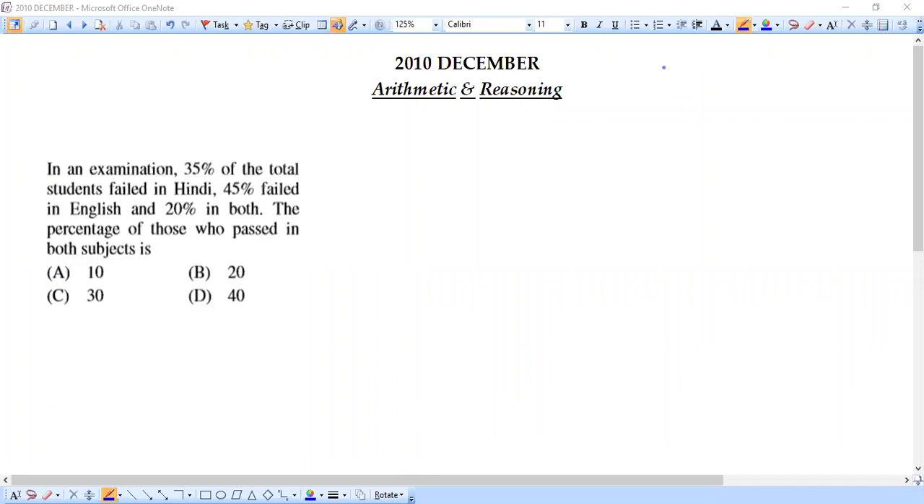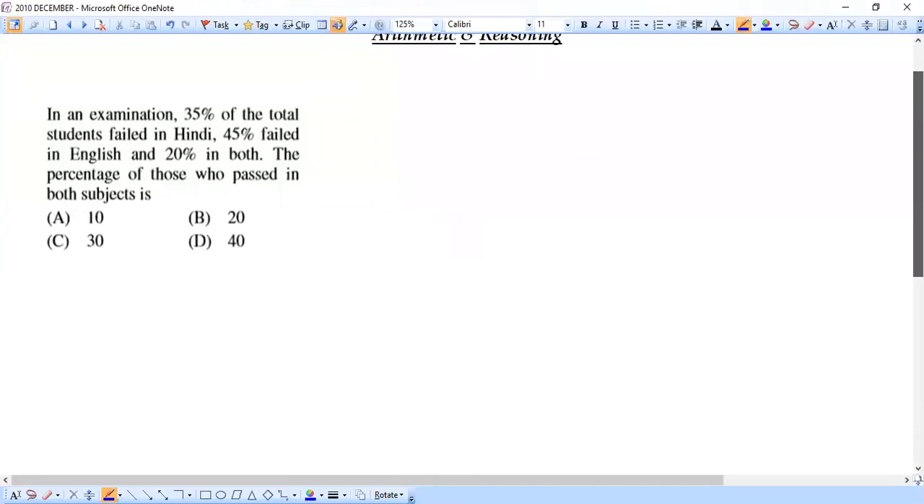This session we have UGC-NET Paper 1 questions from the year 2010 December question paper, and we are going to solve questions from the arithmetic and reasoning part. For this 2010 December question paper, we have only 2 questions asked from this area. So this session is not going to be too long. Since we have just 2 questions, we can easily finish them one by one. Let's start with our first question.